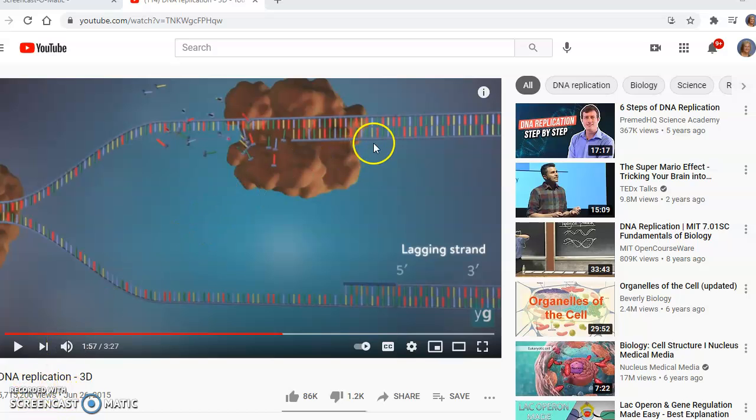So hopefully that gave you a visual idea of what it looks like when the DNA polymerase is running through and attaching the base pairs accordingly.